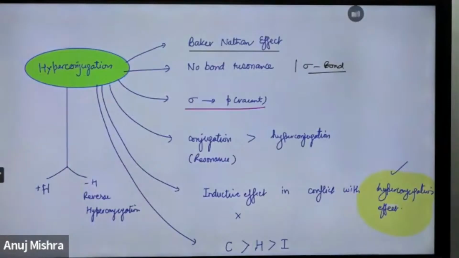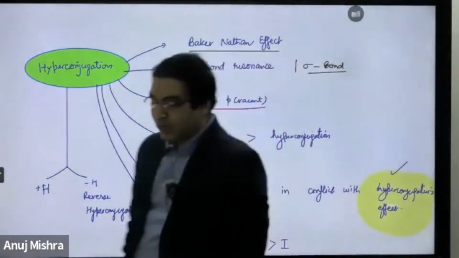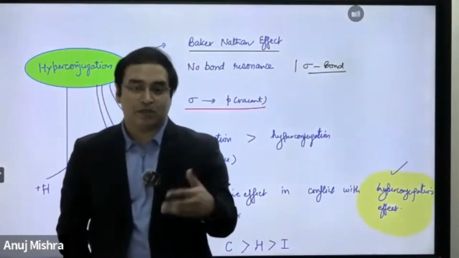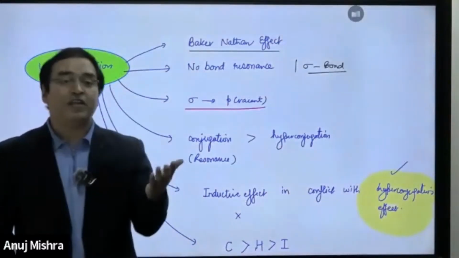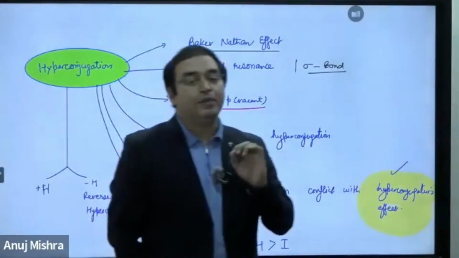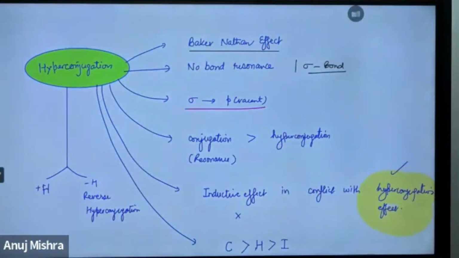So you will say, sir, this is hyper, still you are saying conjugation is stronger. So don't go by the word, don't go by the English meaning of hyper. Yes, hyper means higher, it seems. But hyperconjugation is not superior to conjugation. This is the first common mistake with 90% of students. So write the first point: conjugation is superior to hyperconjugation. That is the basic first point.